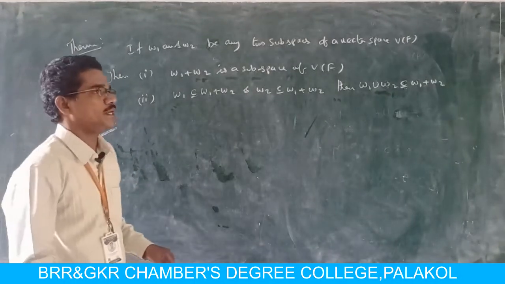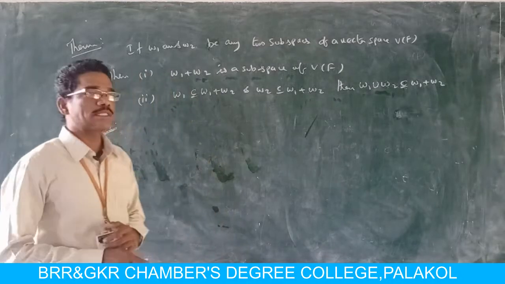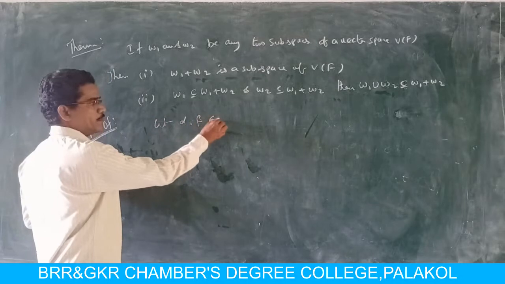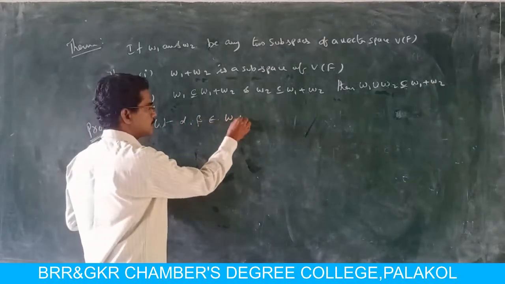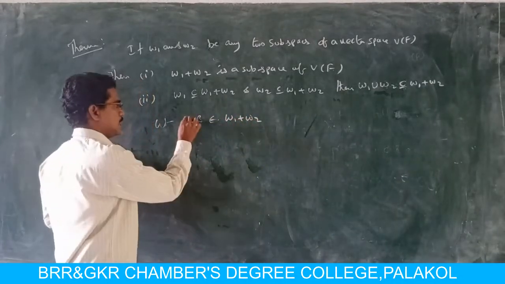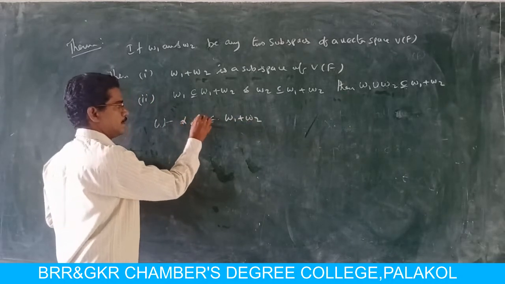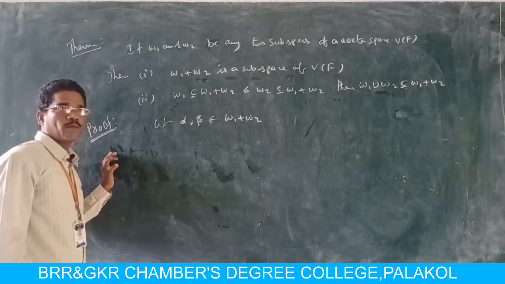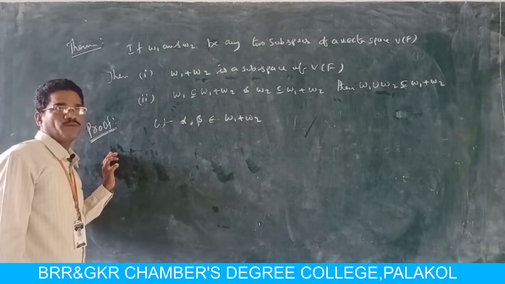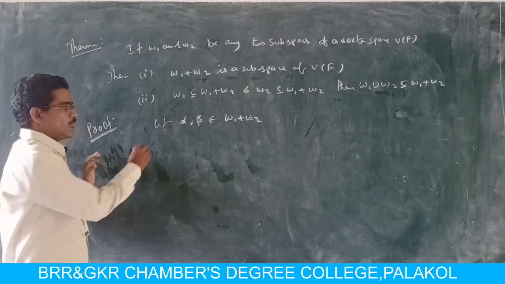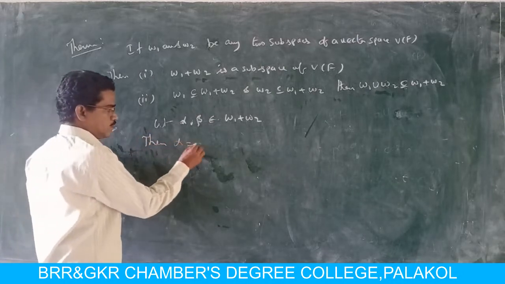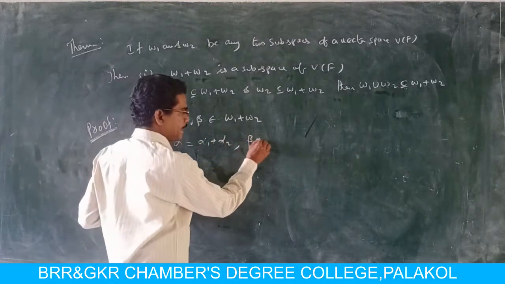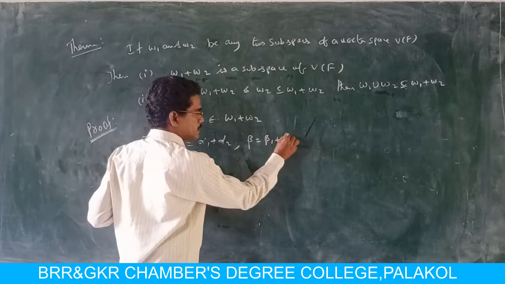Proof. Here W1 and W2 are two subspaces. Suppose let alpha, beta belong to W1 plus W2. Here W1 and W2 are two subspaces of V of F. Then alpha equals alpha 1 plus alpha 2 and beta equals beta 1 plus beta 2.